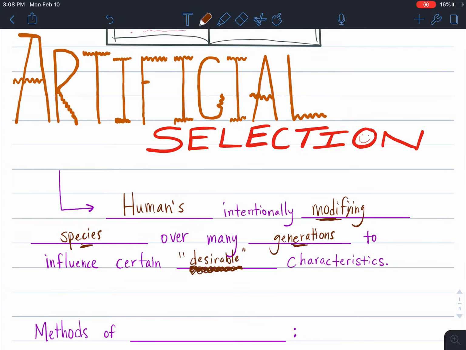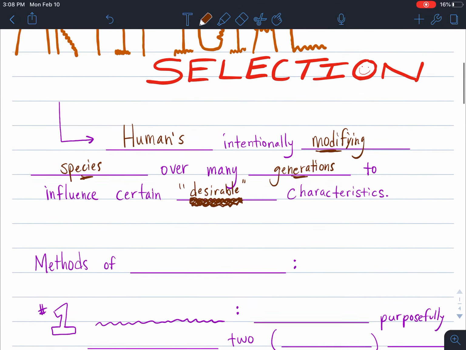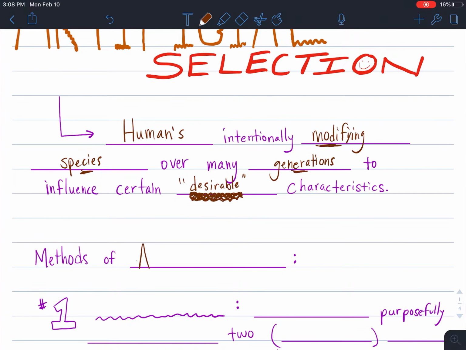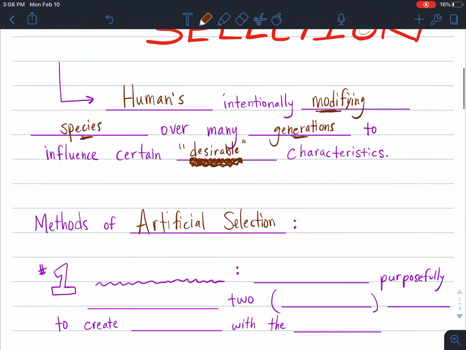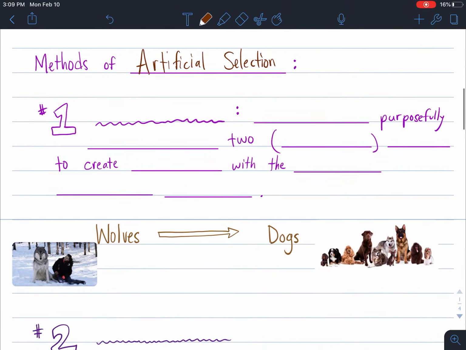They're basically saying, ooh, I like that trait over there. Let's try to get more of that. So there's a couple methods of artificial selection that humans use in order to select specific desirable characteristics from the parents. And by choosing specific traits that the parents have and breeding those organisms together, we can end up influencing the likelihood that the babies are going to have those same exact traits.